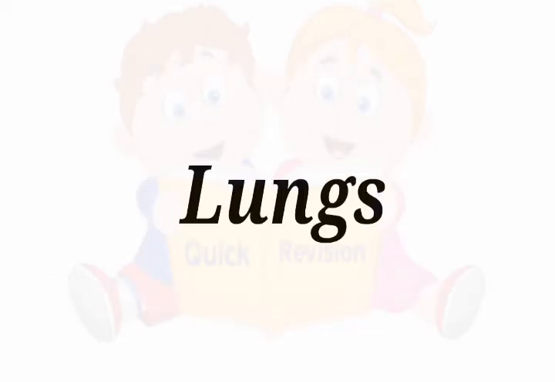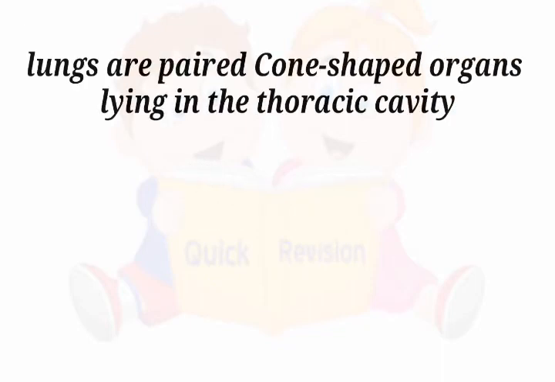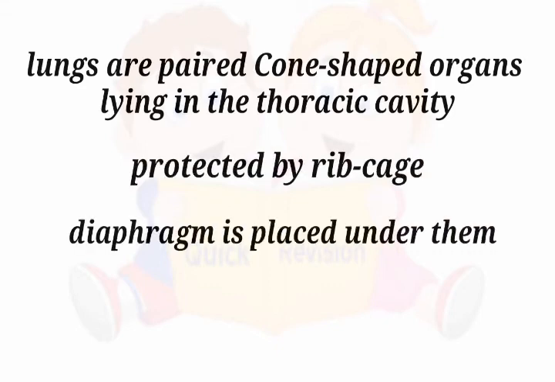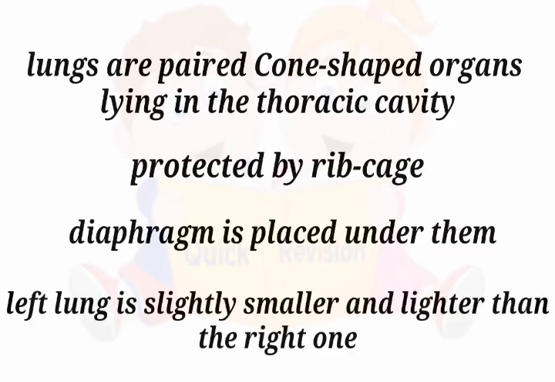Now lungs. Lungs are cone-shaped organs lying in the thoracic cavity, protected by the rib cage. The diaphragm is placed under them. The left lung is slightly smaller and lighter than the right one.